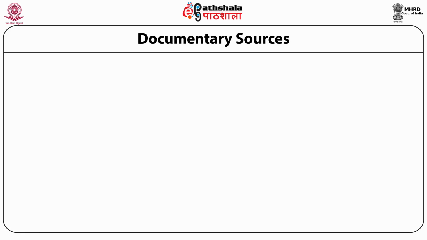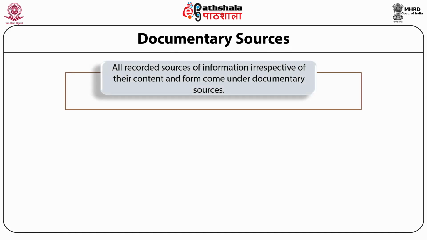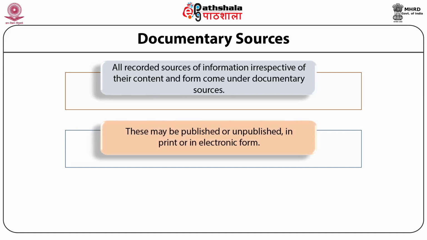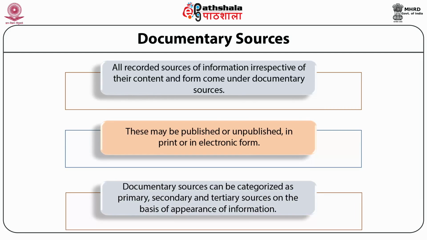Documentary sources can be further categorized based on their information contents and physical form, as documentary sources by contents and documentary sources by form. These may be published or unpublished, in print or in electronic form. Documentary sources can be categorized as primary, secondary, and tertiary sources on the basis of appearance of information. Categorization of documentary sources of information is based on the information content and organizational level. The documentary sources are usually categorized as primary, secondary, and tertiary.